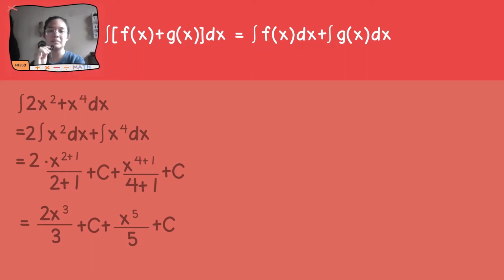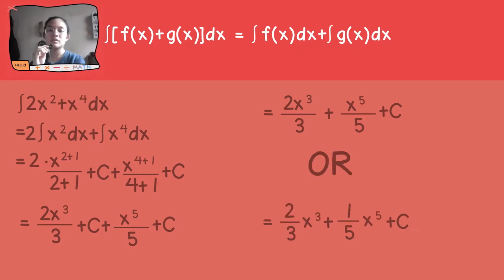Now you can see that there are two c's in the equation. This can be fixed by simply removing the other c and just adding 1c. So now, it can be written as 2x cubed over 3 plus x raised to 5 over 5 plus c, or 2 over 3 x cubed plus 1/5 x raised to 5 plus c.